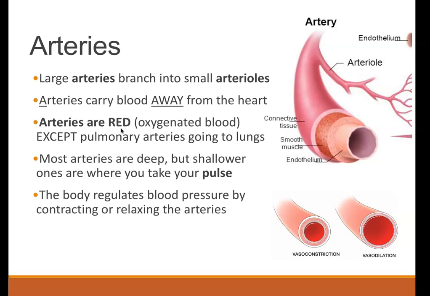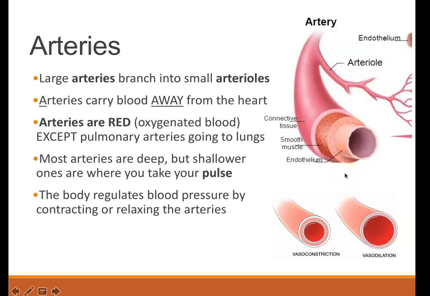Arteries come in all sizes, so the one leaving the heart, which is the aorta, is the largest, and then it branches off into smaller branches that we call arterioles, very similar to how the bronchi in the lungs branch out into bronchioles. Remember that suffix means small thing. So arterioles are small arteries.